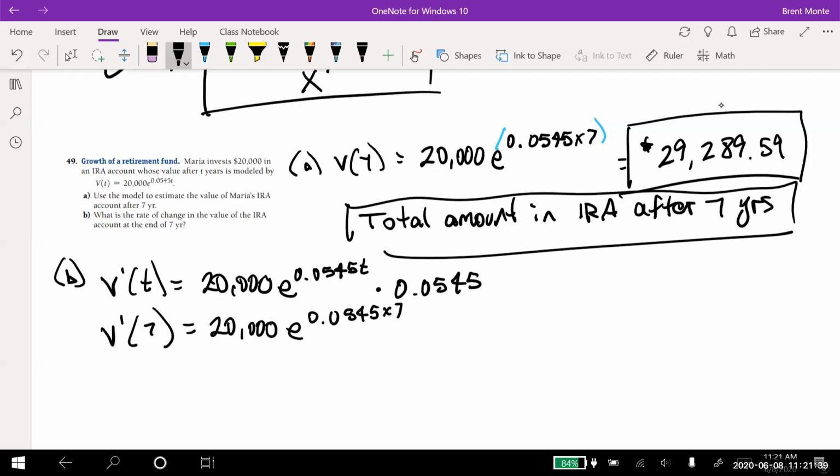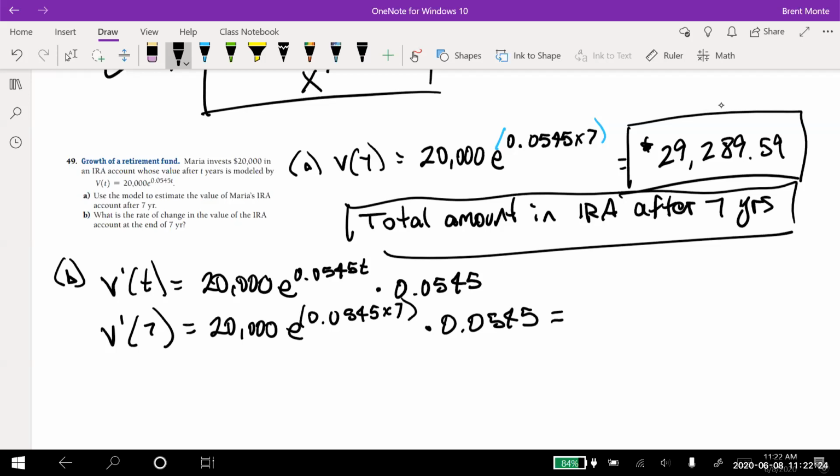So it's going to be that times 7. That's going to be my exponent, but then times the 0.0545. So you're welcome to multiply that 0.0545 times the 20,000. But if it doesn't come out nice, if there's a decimal that keeps going, don't round it until you multiply it by the e to that power, or else you'll have rounding errors. So I'm just putting it in the way I see it. I'm going 20,000 e raised to the power 0.0545 times 7. Notice that's actually everything that I had from the previous problem.